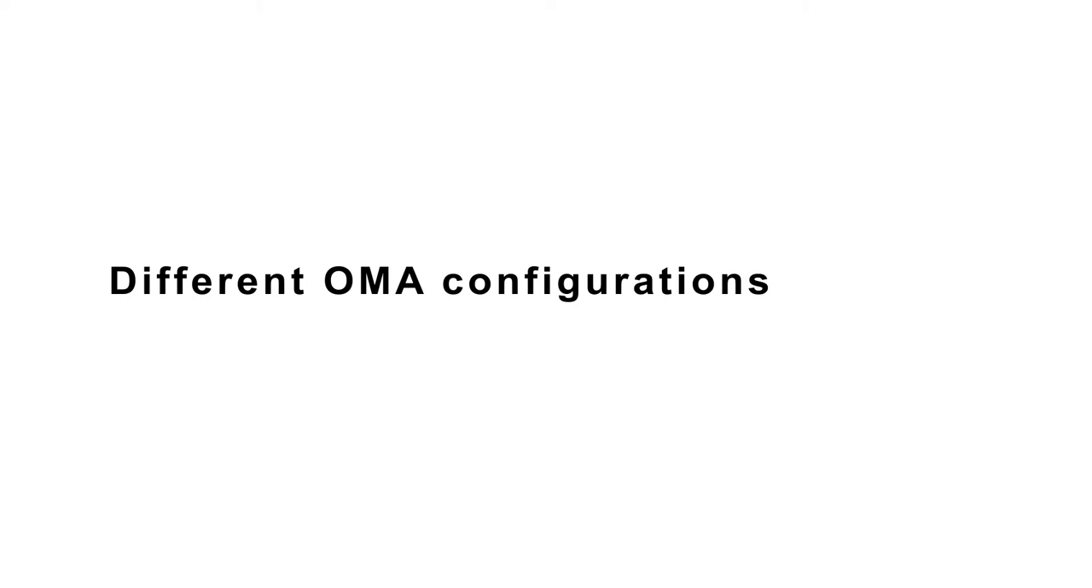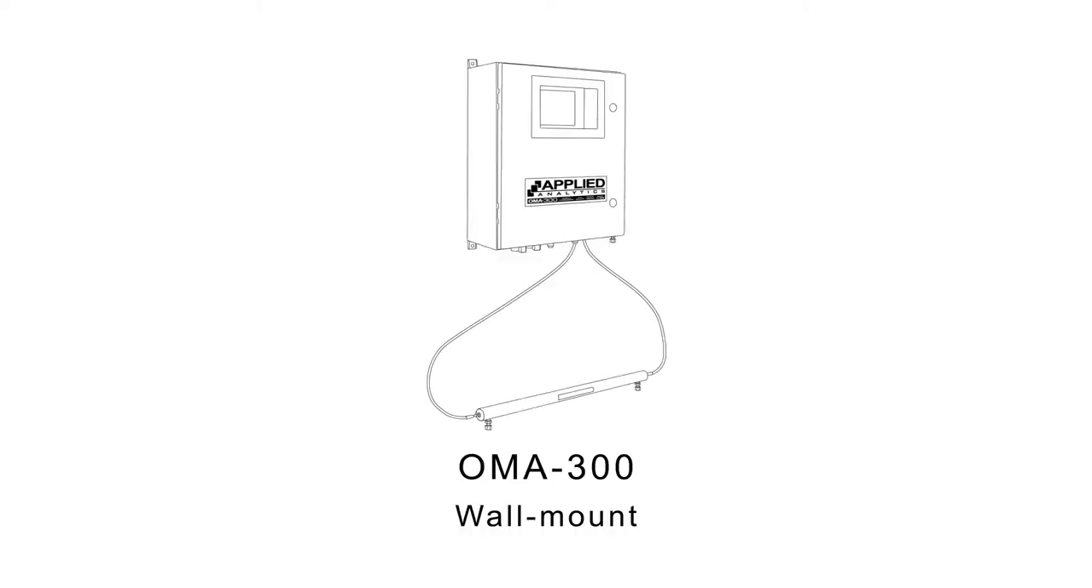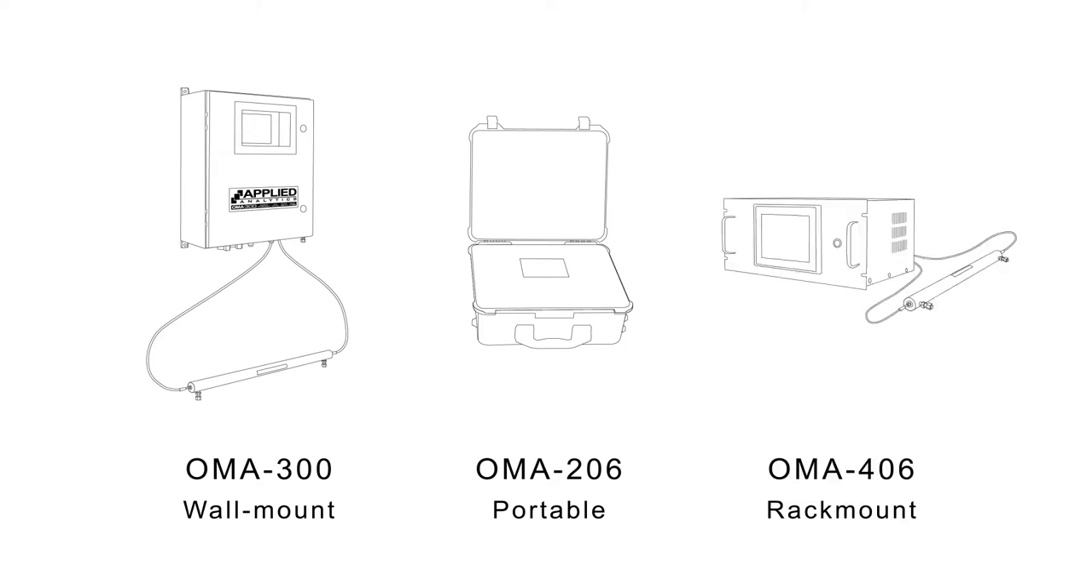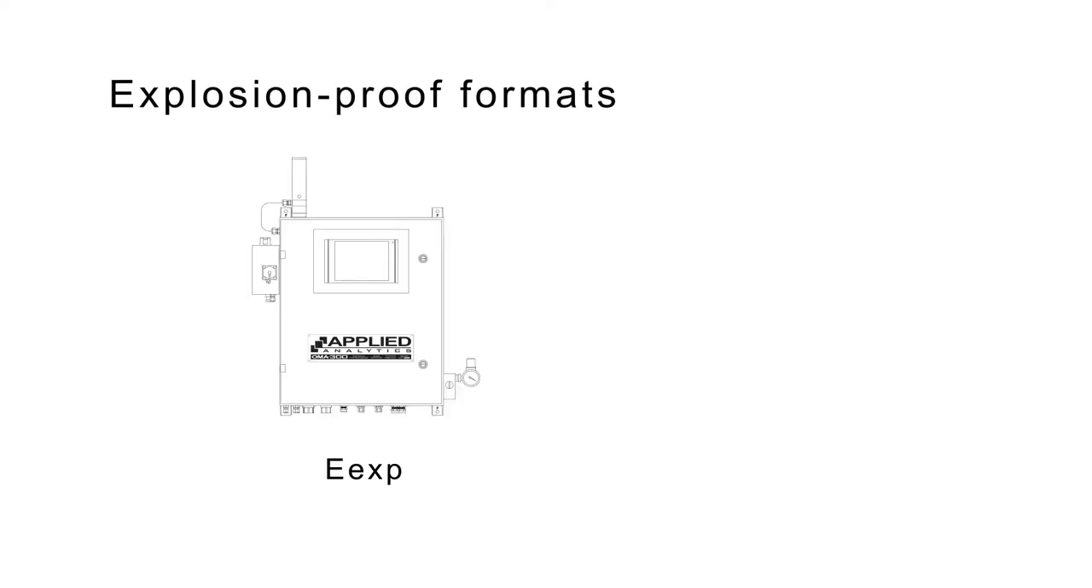Different OMA configurations include the OMA 300 wall-mounted analyzer, the OMA 206 portable analyzer, and the OMA 406 rack-mount analyzer. The OMA 300 is offered in two explosion-proof formats, EXP and EXD.